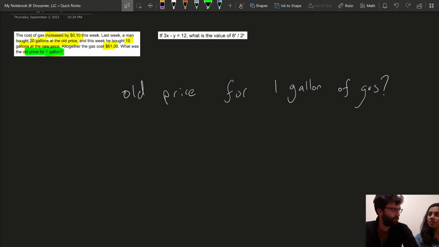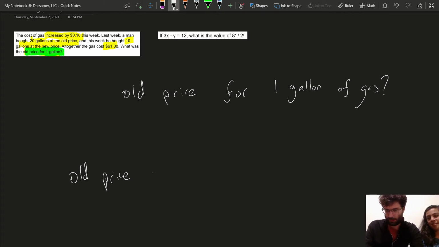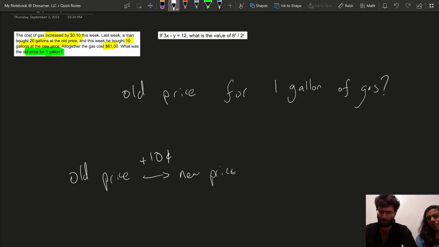So we're also looking for, are we looking for the new price? No. Well, the question only asks for the old price. Exactly, but we have a price increase. So from the old price to the new price, there is this increase of 10 cents. So that's important to know.